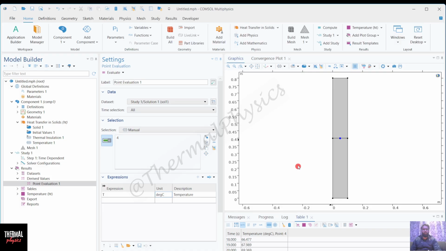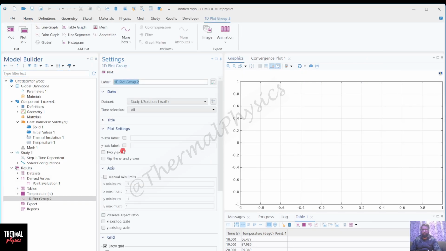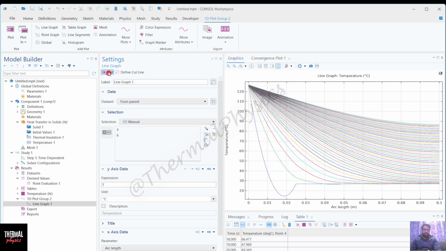We can also plot how temperature varies using this line, along the thickness as well as with time. For that we'll go to results, choose a one dimensional plot group, choose line graph, choose units as degrees Celsius, choose this line, and tell COMSOL to plot along this line. So we'll get how temperature varies along the thickness and with time. When we apply the plot, this is the temperature that we get.